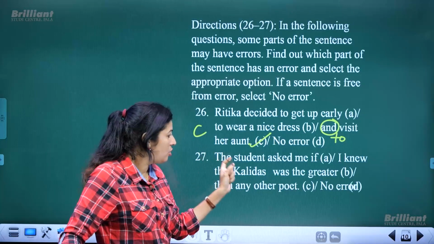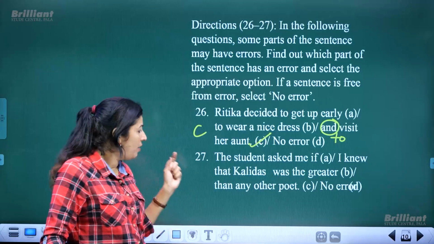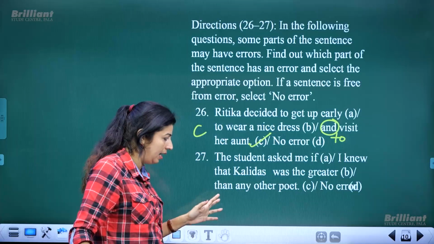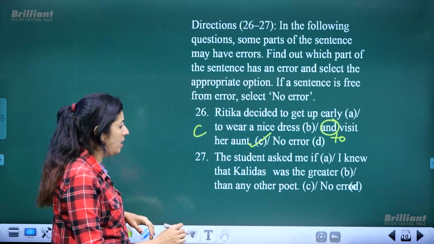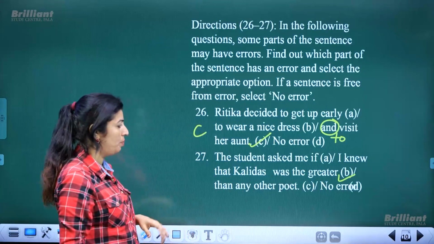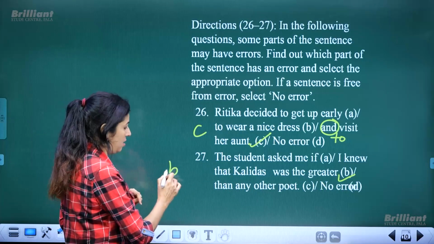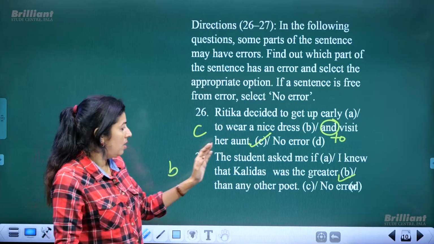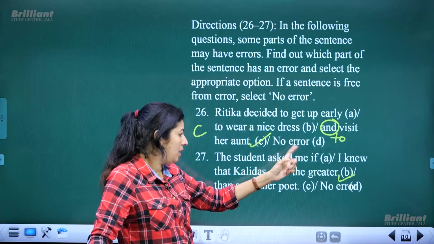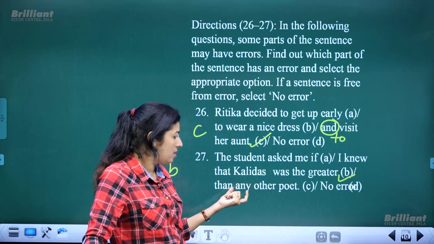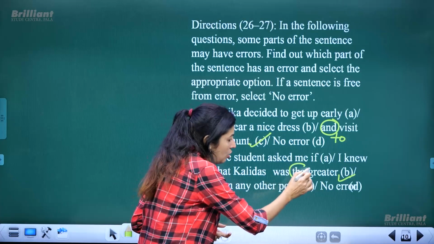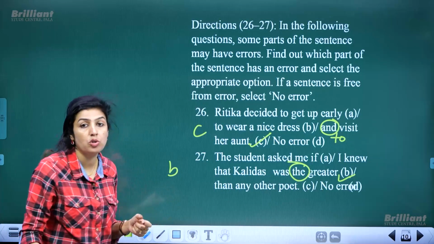Next is, the student asked me if I knew that Kalidas was the greater than any other poet. Okay. So here the second part, option number 2B is where we have error. The student asked me if, that's correct, that if I knew that Kalidas was the greater. This the is not to be used. The is used before superlative degree.